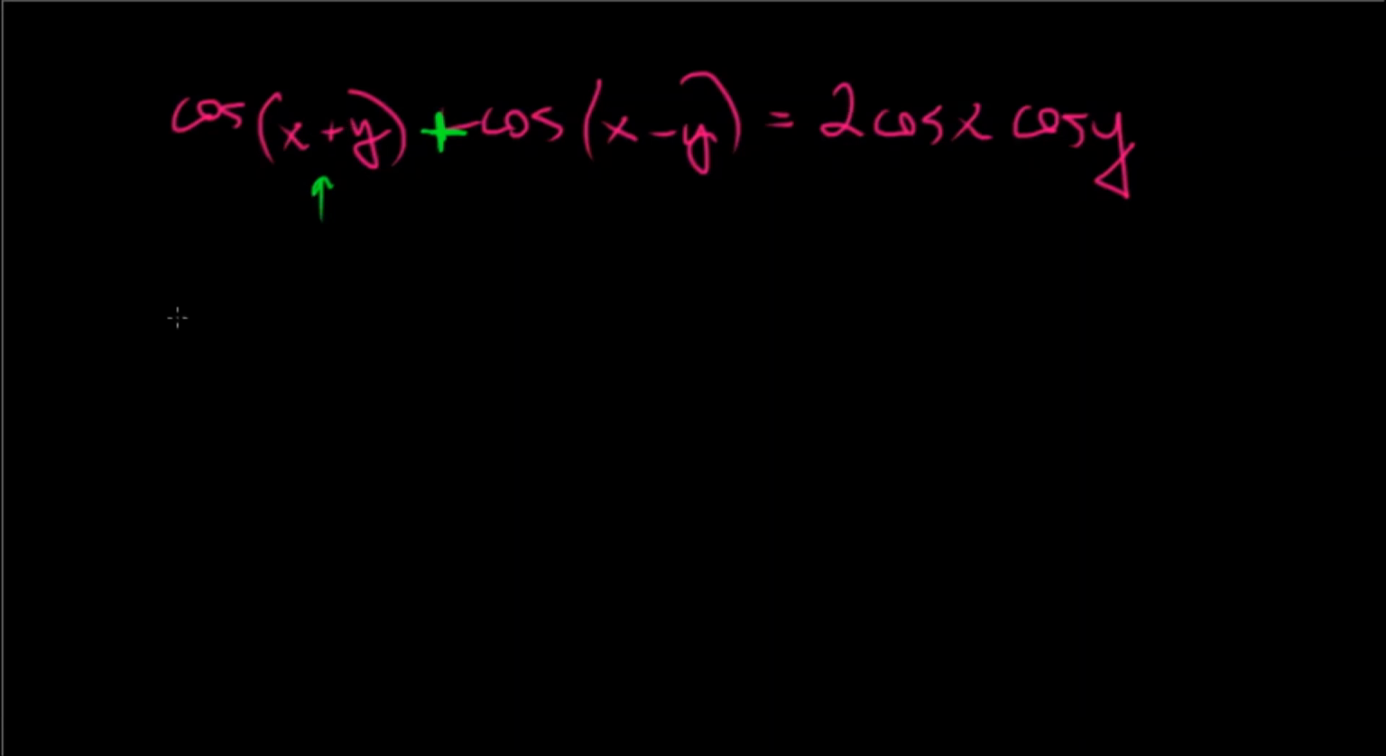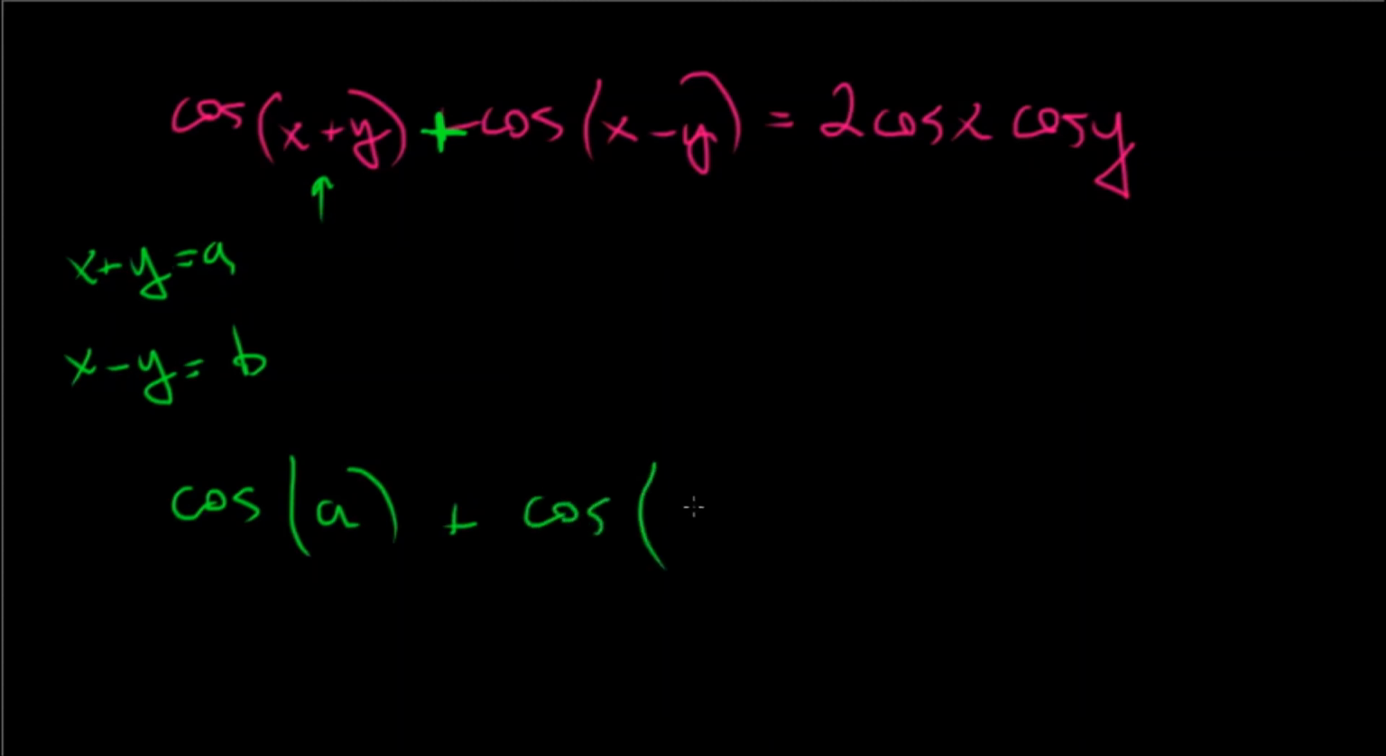I'm going to go ahead and say that x plus y is equal to a. So I'm going to have a cosine a plus, and I'm going to go ahead and say x minus y, I'm going to call that b. x minus y equals b. So I'm going to have cosine b, and I want to see how that turns into a product. I want my sum to product formula to have one object in the argument.